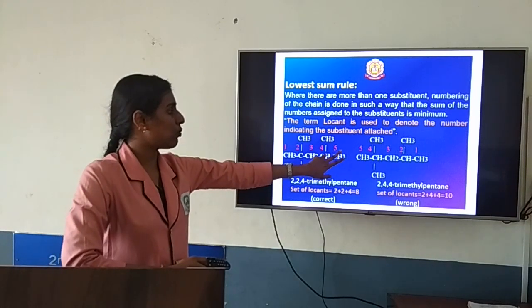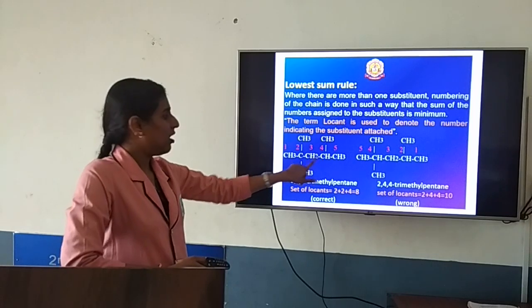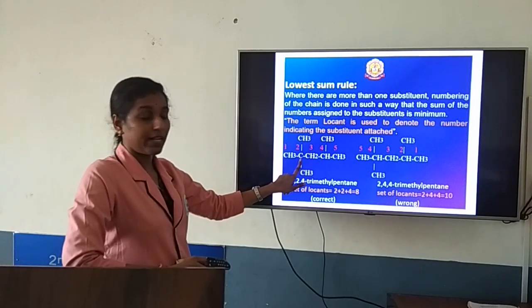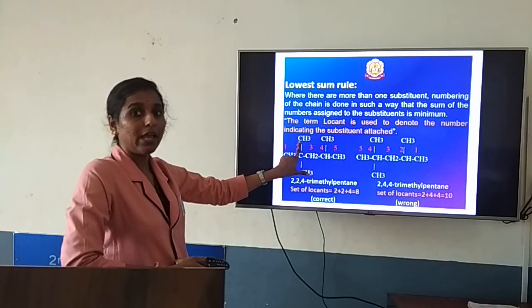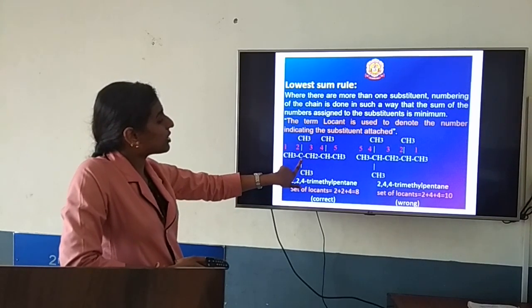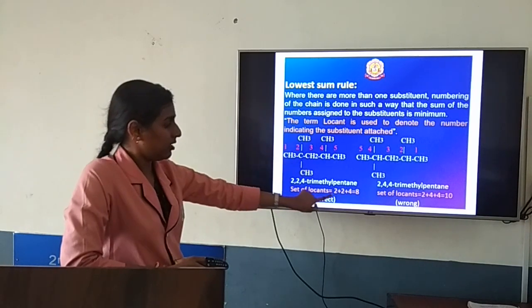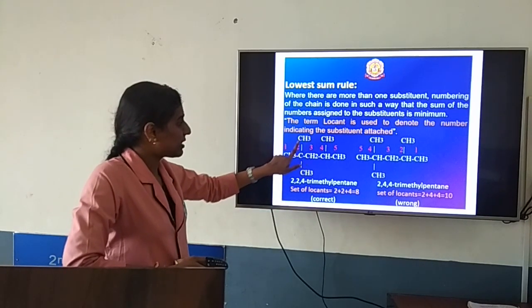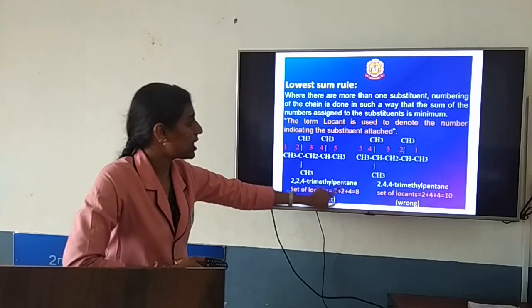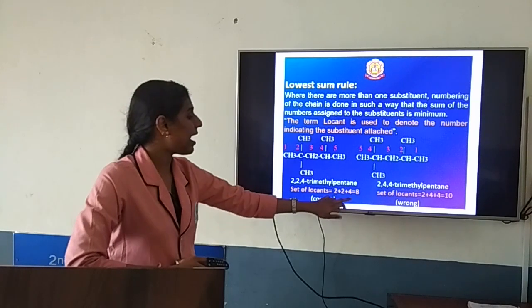If you start from here, 1, 2, this methyl gets the second position. From here also, if you start, the second position, it gets these two methyl groups. Now you will be confused. So what will you do? Add the positions of the substituents. This methyl group is present in second position, this methyl group is present in second position, this methyl group is present in fourth position. Just give numbering and add that.